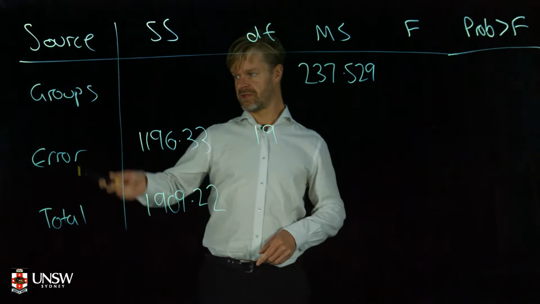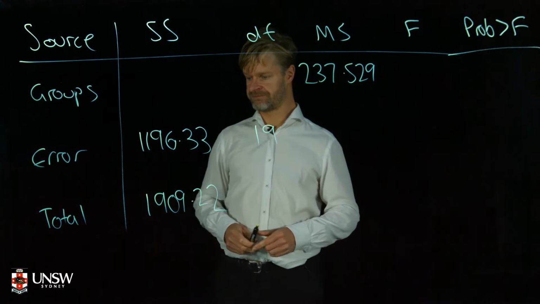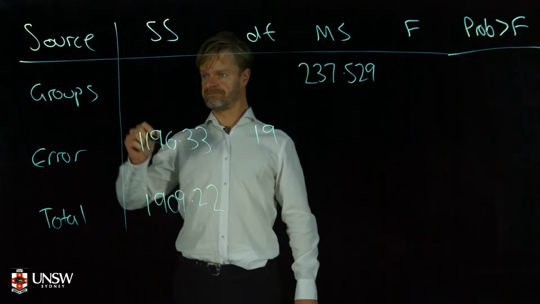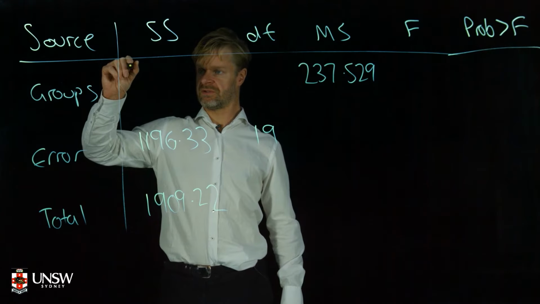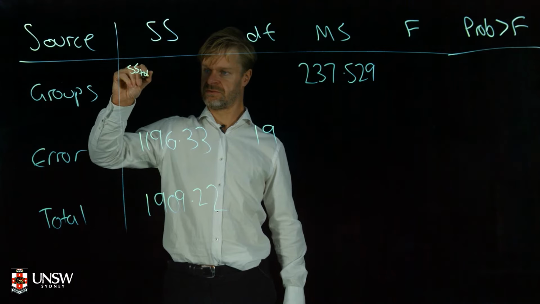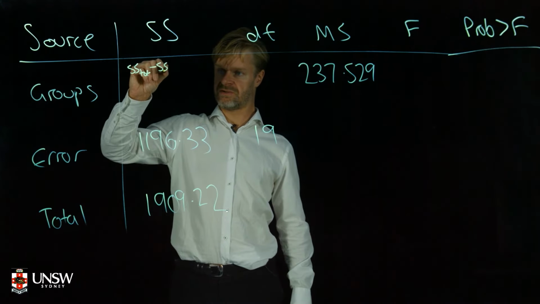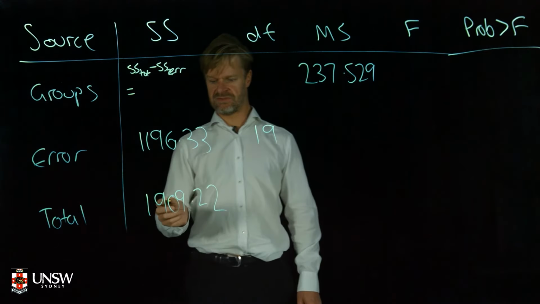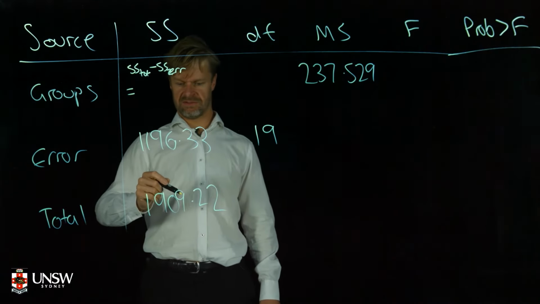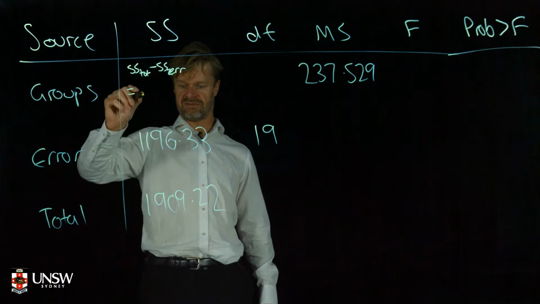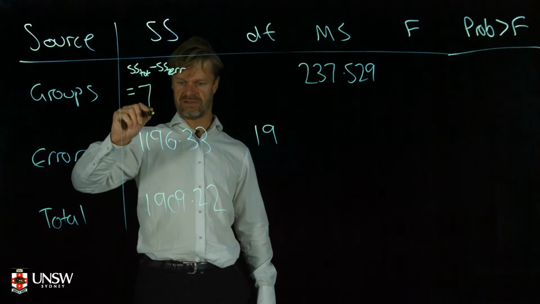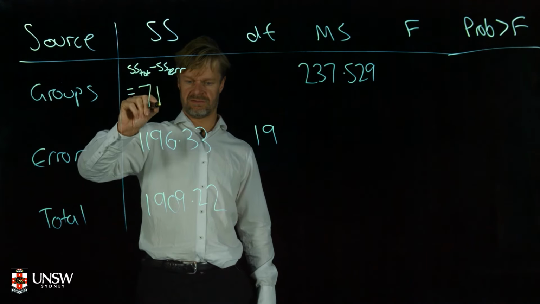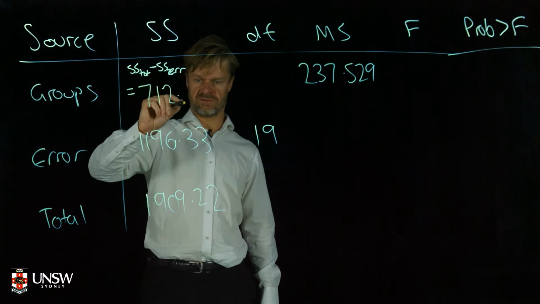Remember I said total is equal to groups plus error, treatment plus error. So this term here is equal to that one minus that one. So it's equal to SS total minus SS error. We just do this one here. So how's this going to work out for us? I reckon it's about 712.89.